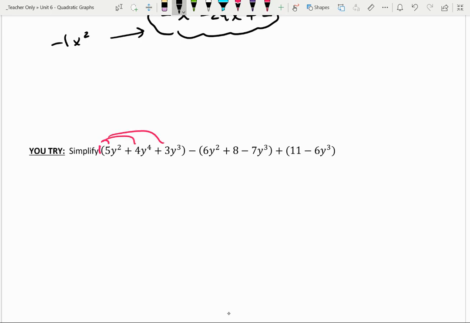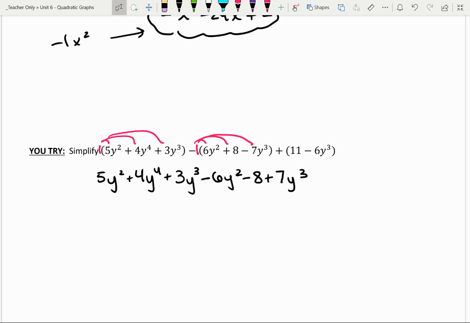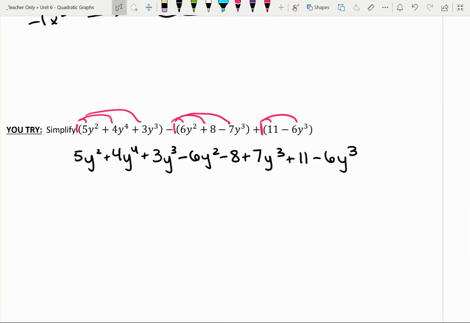polynomial has a 1 in front, so we'll rewrite as 5y squared plus 4y to the 4th plus 3y to the 3rd. That second polynomial has a negative 1 in front of it, but be careful, I'm only going to distribute until those parentheses, because that's the one that's being applied with that negative 1. So I get negative 6y squared minus 8 plus 7y to the 3rd. Because this last polynomial, it's a little polynomial, but I'm actually distributing a positive 1, not a negative 1. So those signs get to stay exactly the same, 11 minus 6y cubed, or to the power of 3.